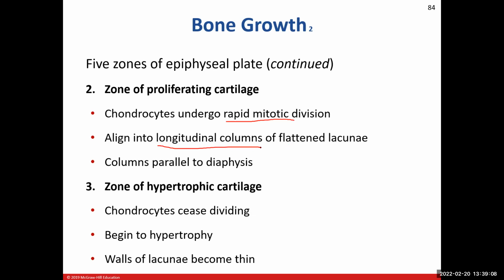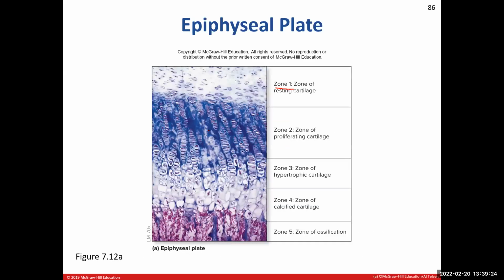So the lacuna, the space in which they reside, are going to be flattened down. But keep in mind that these columns will be parallel to the diaphysis here. And look at the name of this zone, proliferating cartilage, okay? So when we're having something proliferating, it's going to be dividing. So that's zone 2. And you can see we have these longitudinal columns, all those cells sitting on top of one another, all the lacuna are flattened down, and they're parallel with the diaphysis here.